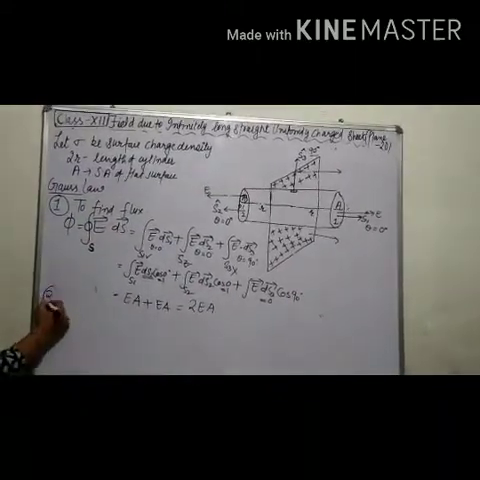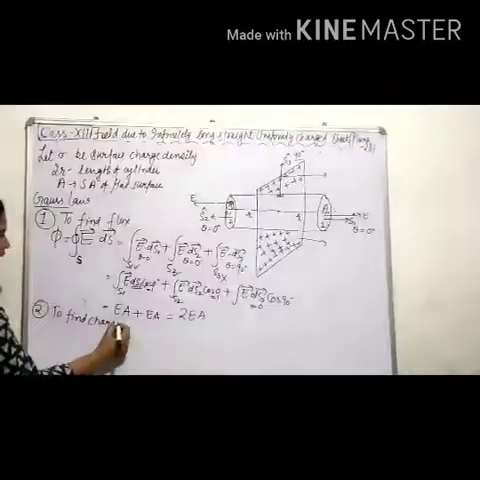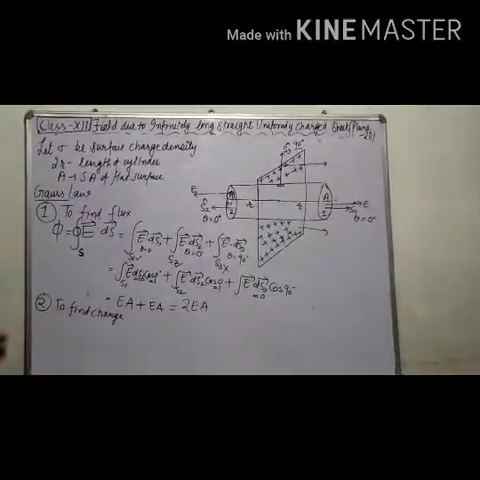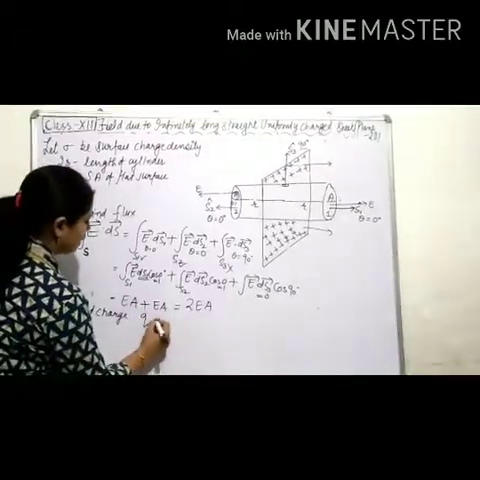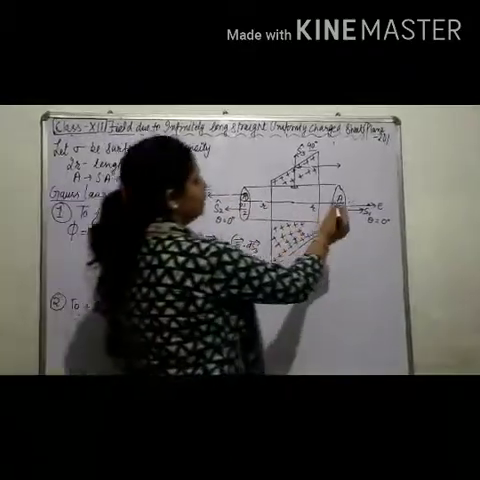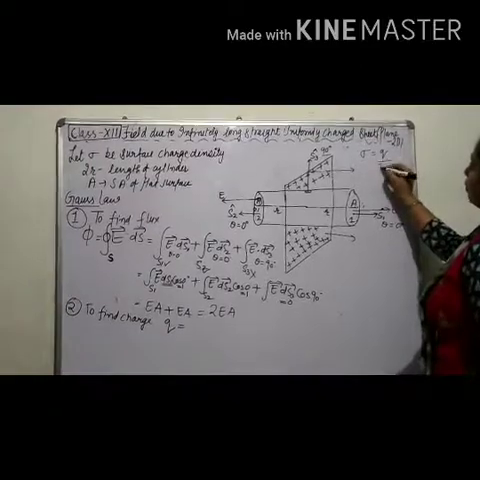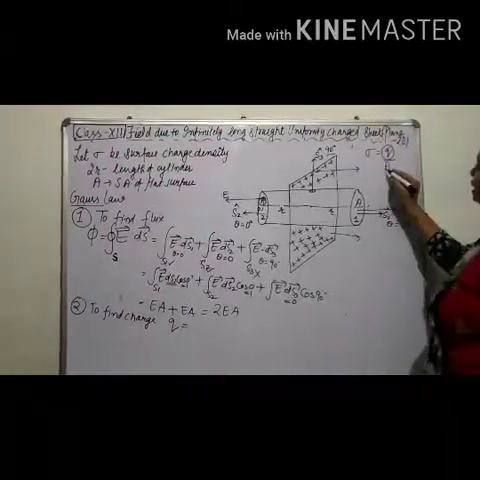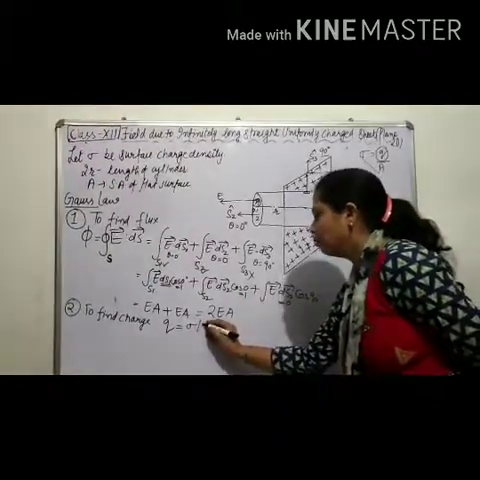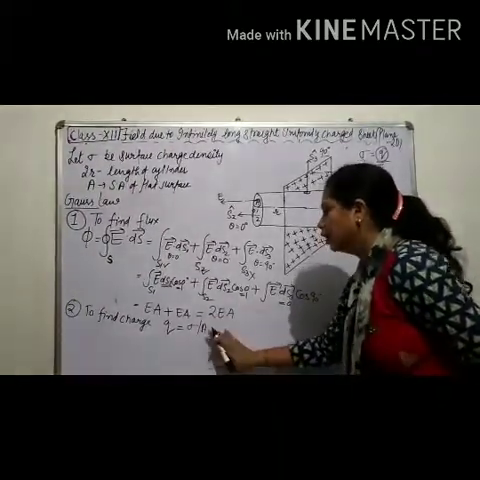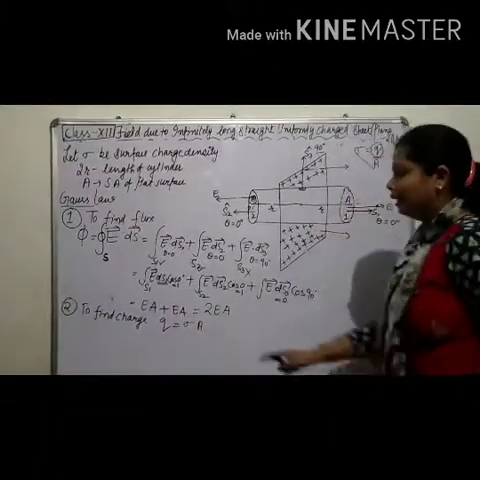Second step, we have to find the charge. You have to learn it step by step so as to avoid any confusion. To find the charge, for a two-dimensional surface, we have surface charge density sigma, which is equal to charge per unit area. So what will be the charge? Sigma into A. Q is equal to sigma into A. Okay, that was step number 2.